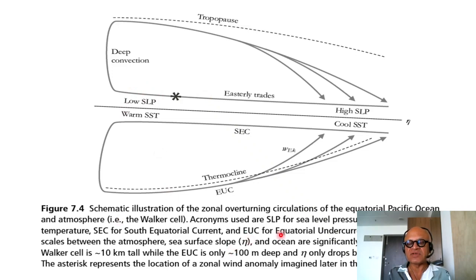Acronyms used are SLP for sea level pressure, SST for sea surface temperature, south equatorial current, equatorial undercurrent. The relative vertical scales between the atmosphere, sea surface slope, and the ocean are obviously significantly exaggerated. You know why it is exaggerated: this would be 10 to 15 kilometers, this is thousands of kilometers, so we have to just show it in this way. The Walker cell is 10 kilometers tall, while the EUC is only 100 meters deep, and Eta only drops by 1 meter across the Pacific, going from here to there during an El Niño period. Asterisks represent the location of the zonal wind anomalies we will look at later in this section.